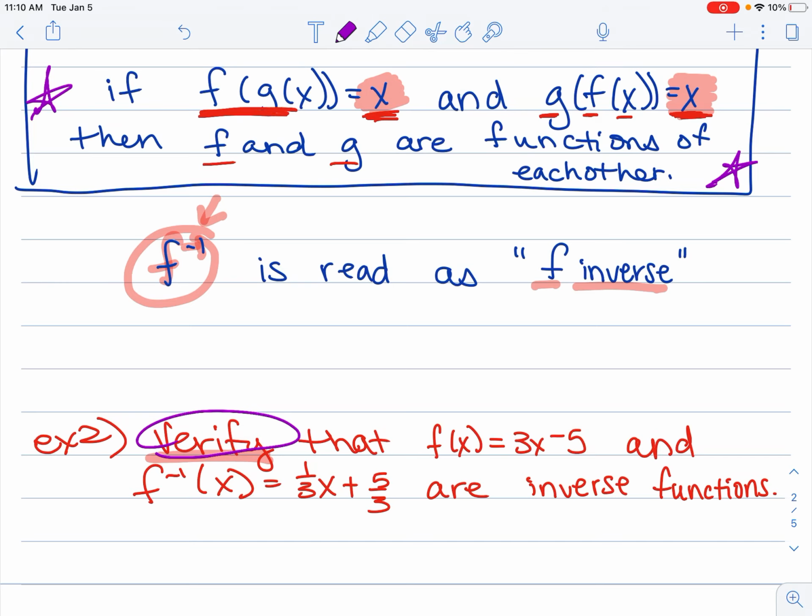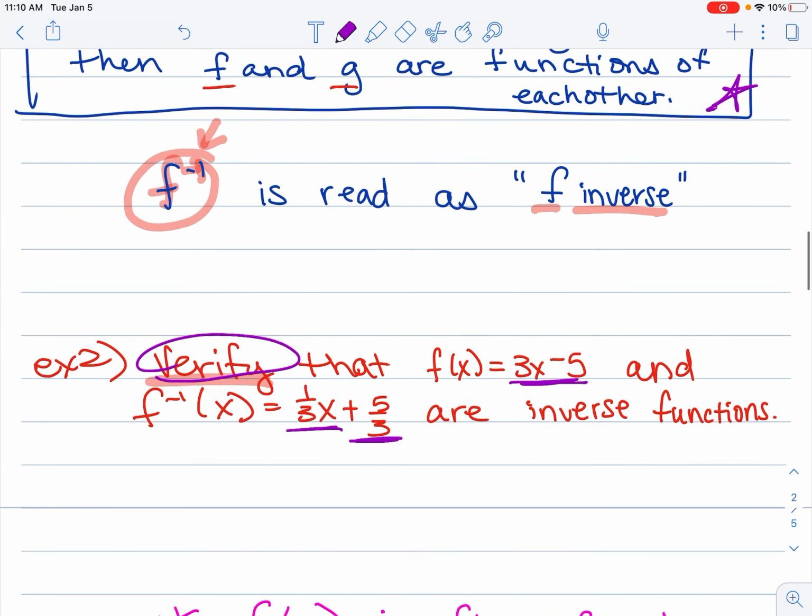inverse functions. If f of x is 3x minus 5 and f inverse of x is 1/3 x plus 5/3, make sure they're inverse functions of each other. So that means by this definition up here, we're going to find the compositions of each other.